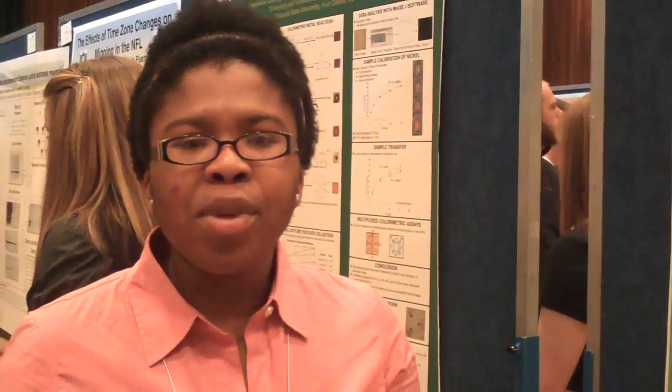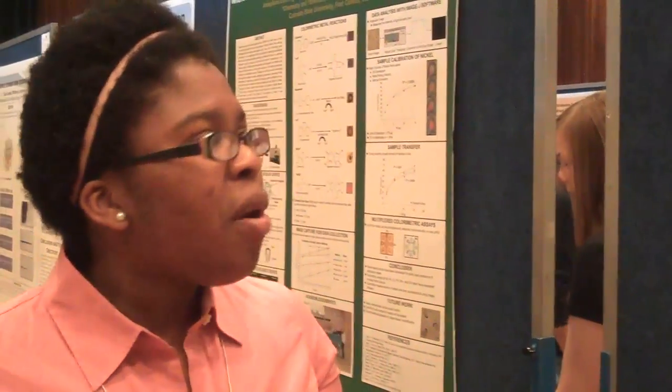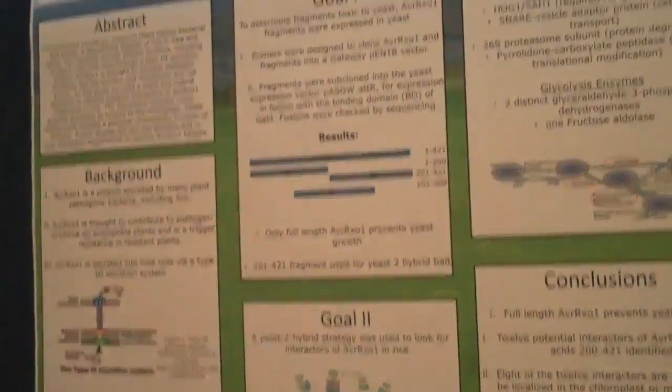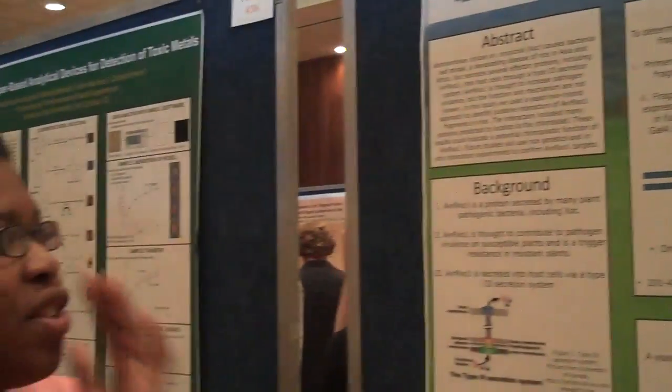So the purpose of my project is to identify the sections of ABRXO1 that help with suppression of yeast in the fragment. So I have two goals. One of them was to get the fragments that are toxic for yeast and also fragments that are expressed in yeast. So to do that, I designed primers that were cloned, and then we added the gateway pENTR vector into these cloned ABRXO1 primers.